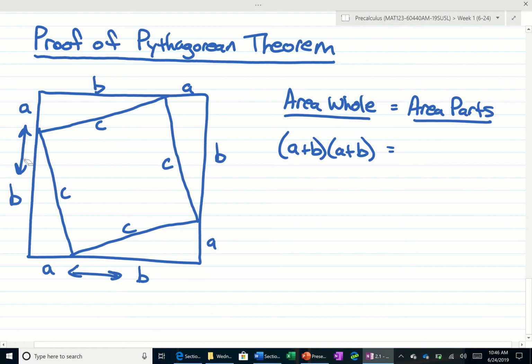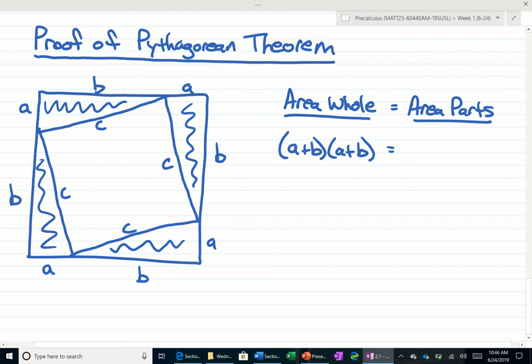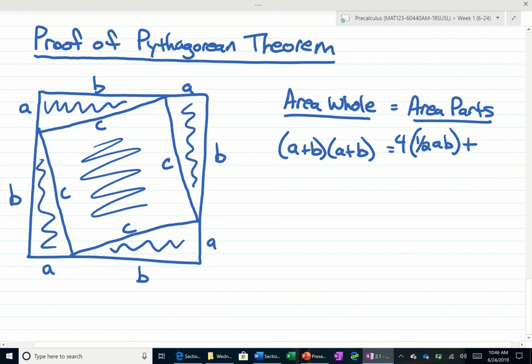Now, the area of the parts, well, we have a few different parts here. It looks like we have four of these little triangles. So the area of a triangle is 1/2 times the base and height, but we have four of those, so I'm going to multiply that by 4. That's going to take care of all those little triangles. And I'm going to add that with the area of the square on the inside. So it's going to be C times C.